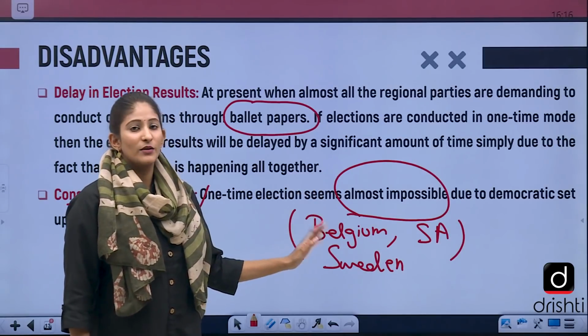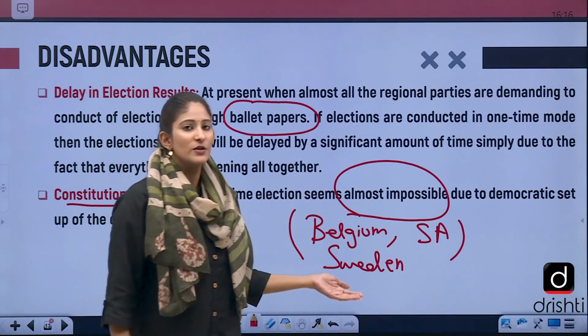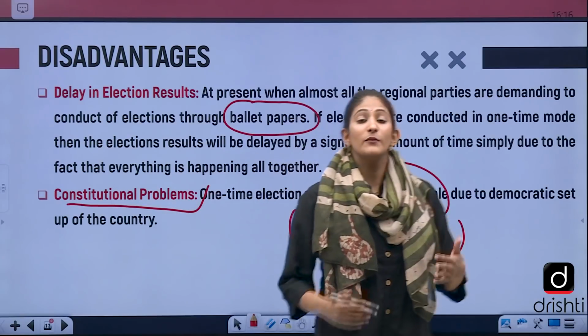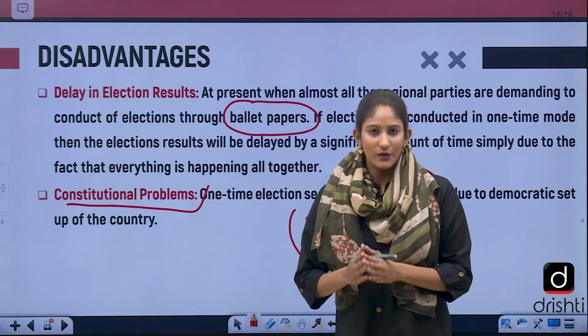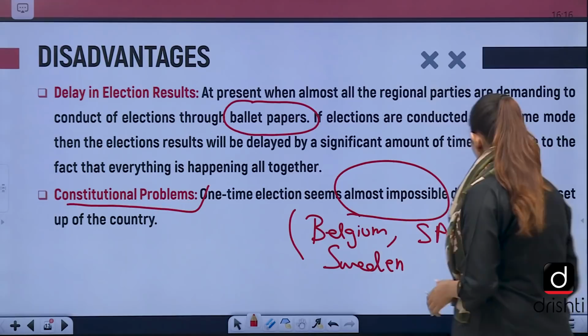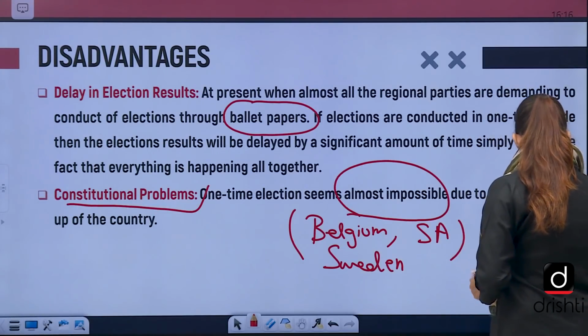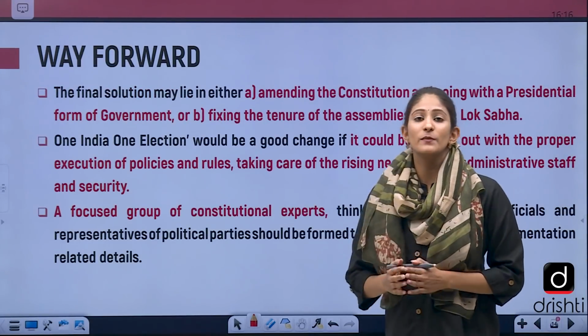But if you think about it, these countries are mostly homogeneous in nature. If we talk about India, we are not homogeneous in nature. So is it possible? Let's talk about the way forward. It may be possible, but these things need to be checked.